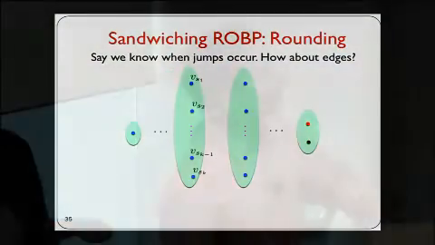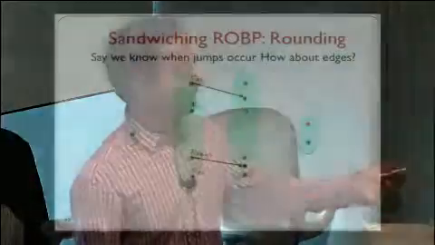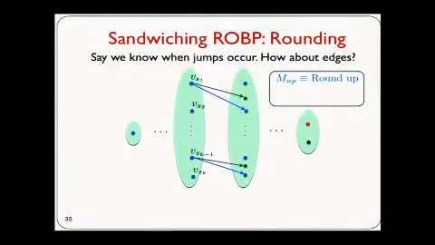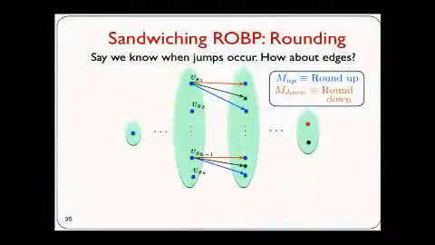So now say we know these representative vertices, how do we draw the edges? And it's very natural. Say we have an edge in the original graph as the one shown here. Then to compute the upper sandwiching program, we round the edge to the next highest representative vertex. And to get the lower sandwiching program, we round to the next lowest representative vertex.